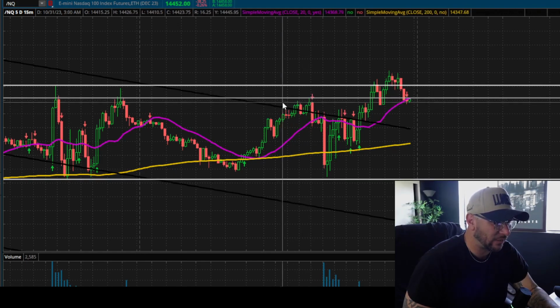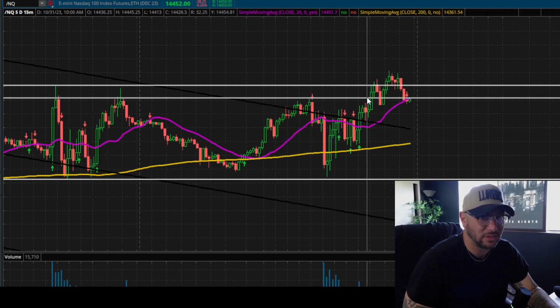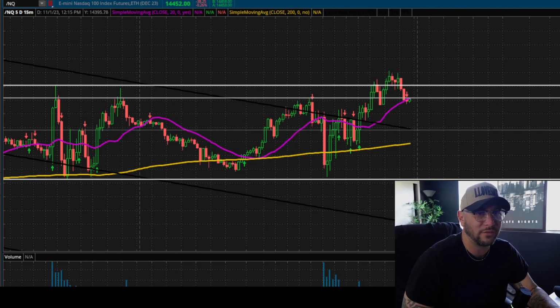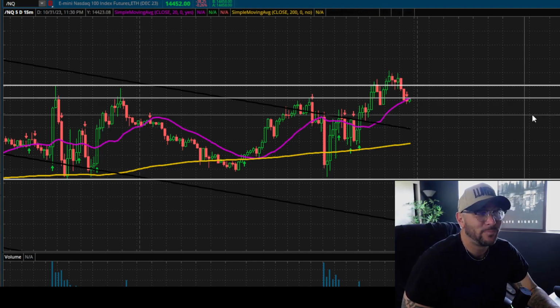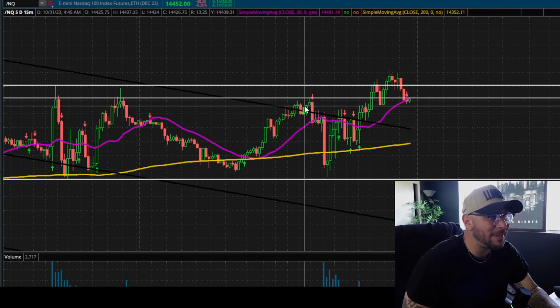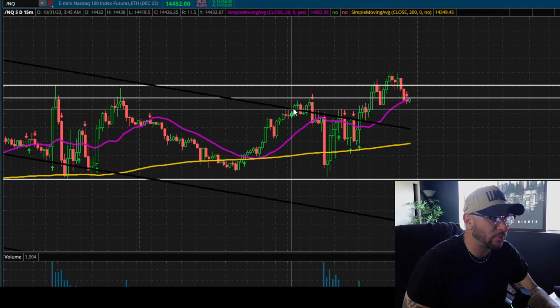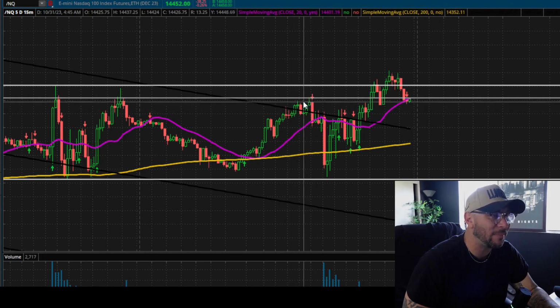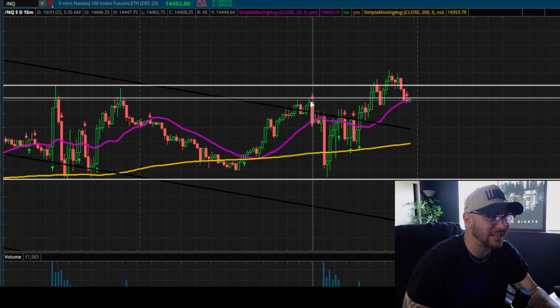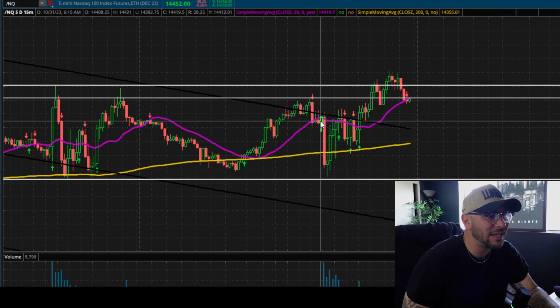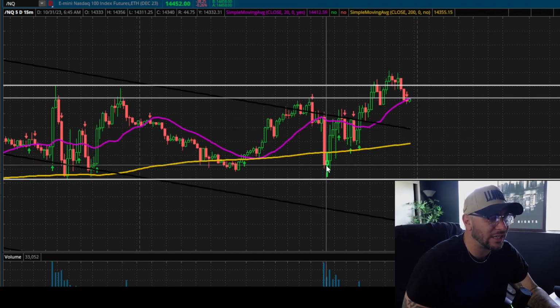However, on this side of things, the overnight session highs did have some room between 14,453 all the way into 14,477, which was about 20 points. Now, to start the day, you can see here in the pre-market session, we started pushing up to the session highs in the overnight session. And then we immediately started to pull back off the open.